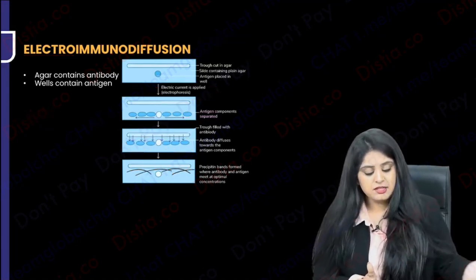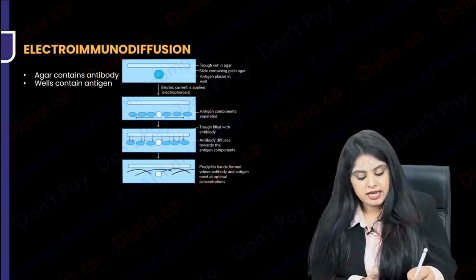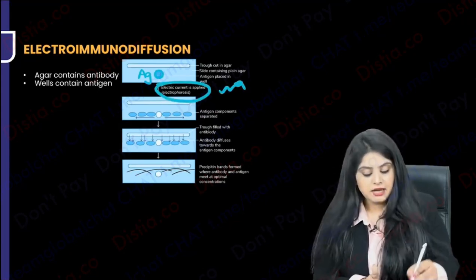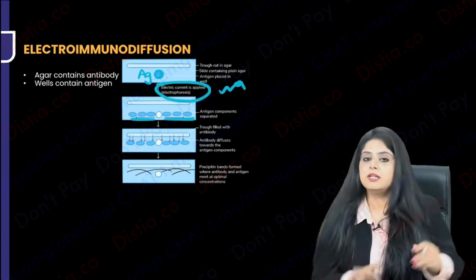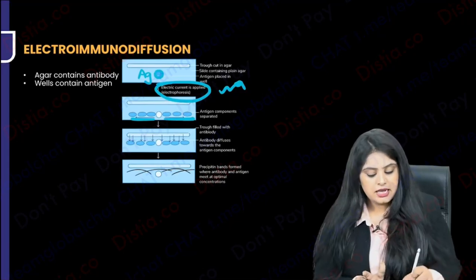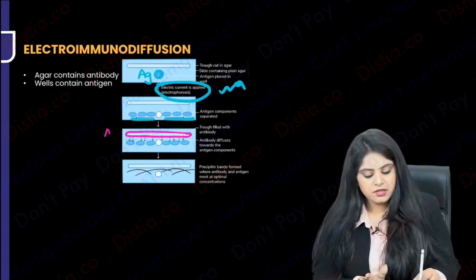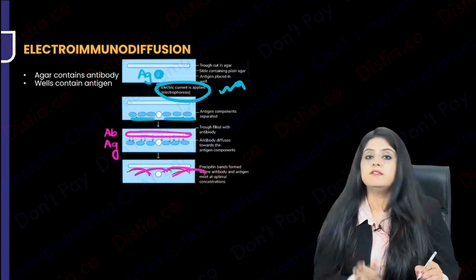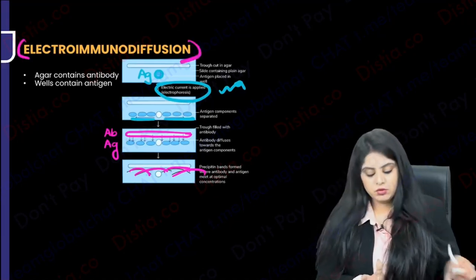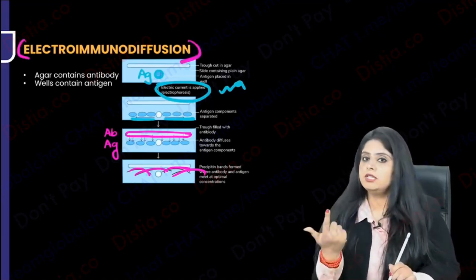I'll repeat this once again. You take an antigen to begin with and apply an electric current. After that those antigens get separated. Now all the small antigens are ready. Now you add antibody over here. The antibody and antigen will meet and quickly give you a precipitin line. So this is a faster method: electroimmunodiffusion. You say, ma'am, make it even faster.